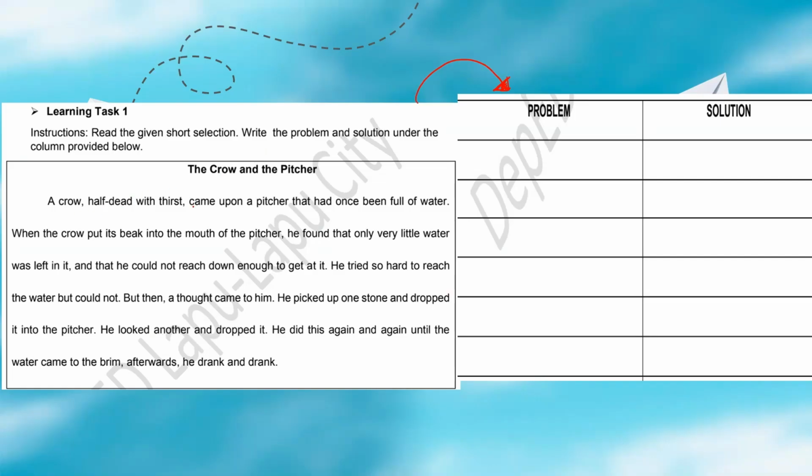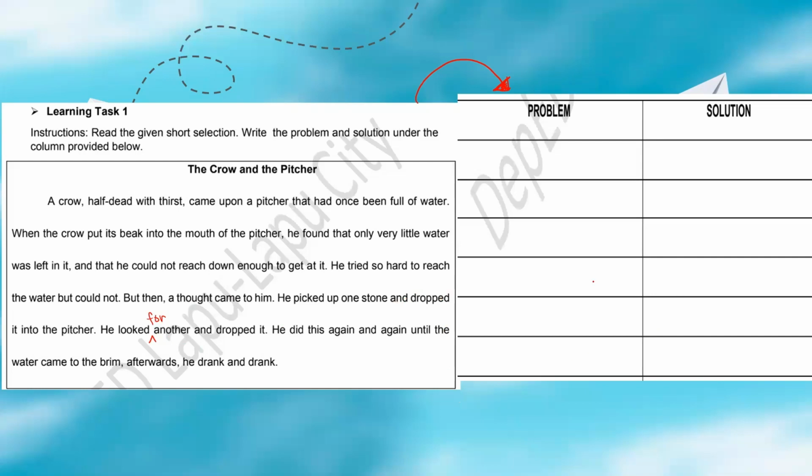A crow, half dead with thirst, came upon a pitcher that had once been full of water. When the crow put its beak into the mouth of the pitcher, he found that only very little water was left in it, and that he could not reach down enough to get at it. He tried so hard to reach the water, but could not. But then, a thought came to him. He picked up one stone and dropped it into the pitcher. He looked for another and dropped it. He did this again and again until the water came to the brim. Afterwards, he drank and drank.